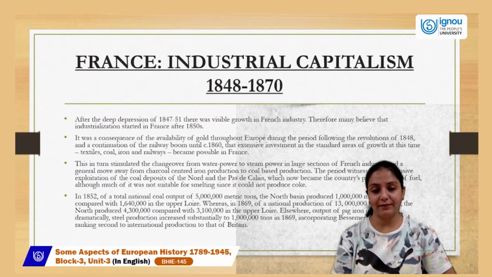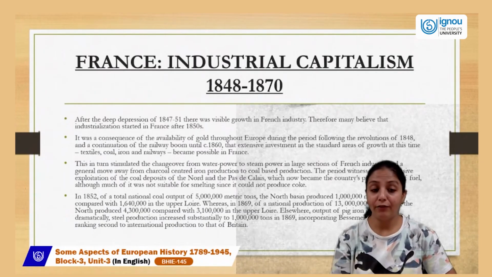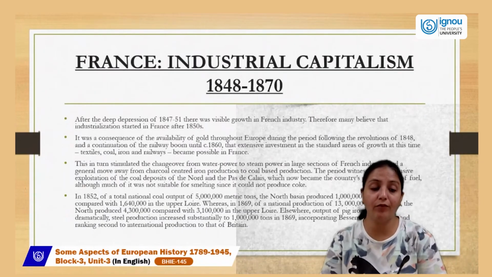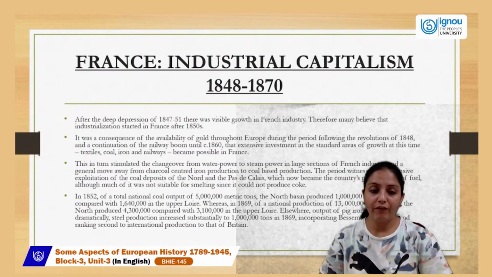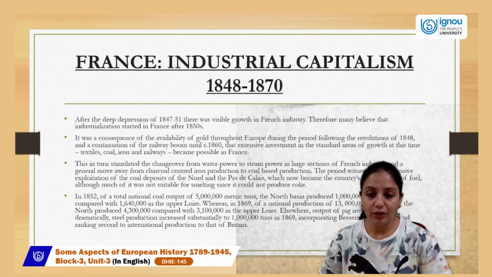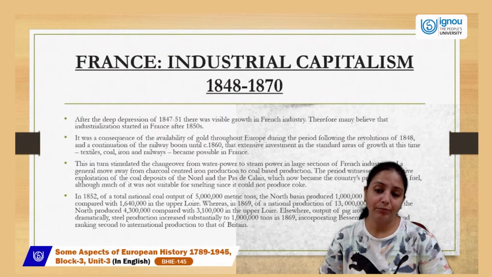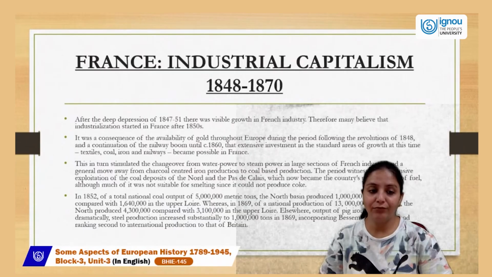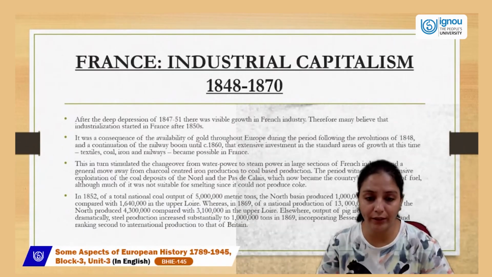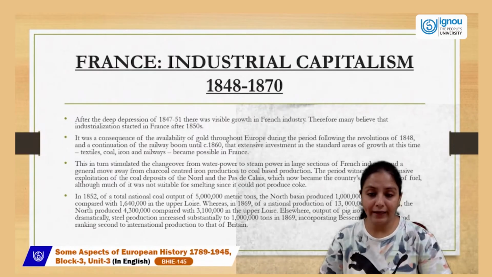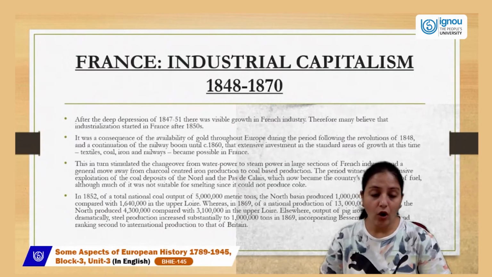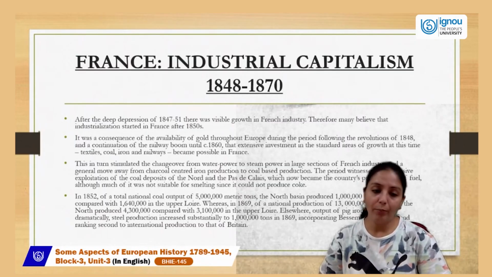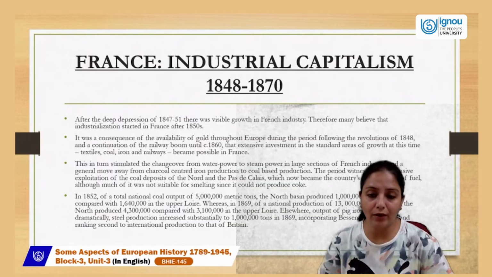Next, in 1852, a total national coal output of 50 lakh metric tons. The figure is very important. Listen carefully. In 1852, a total national coal output of 50 lakh metric tons, and the North Basin produced 10 lakh metric tons, compared with 16 lakh 40,000 in the Upper Loire. Whereas in 1869, of a national production of 13 lakh metric tons, the North produced 43 lakh compared with 31 lakh in the Upper Loire.